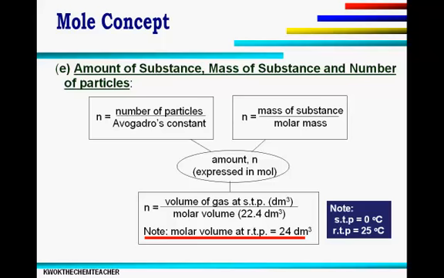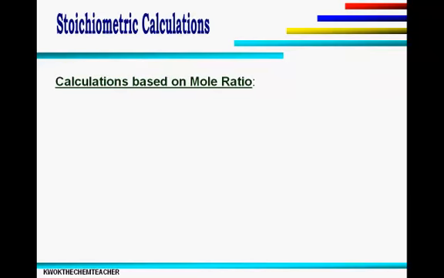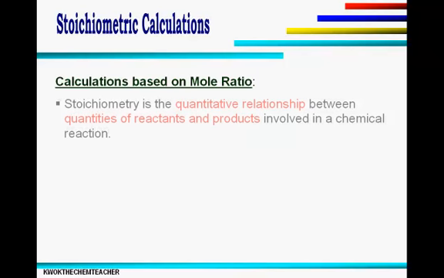Do take note of the difference in temperature for standard temperature pressure and room temperature pressure. For standard temperature pressure, it is 0 degrees Celsius or 273 Kelvin, while for room temperature pressure it is 25 degrees Celsius or 298 Kelvin. The calculations based on mole ratio will require the following for you to take note.